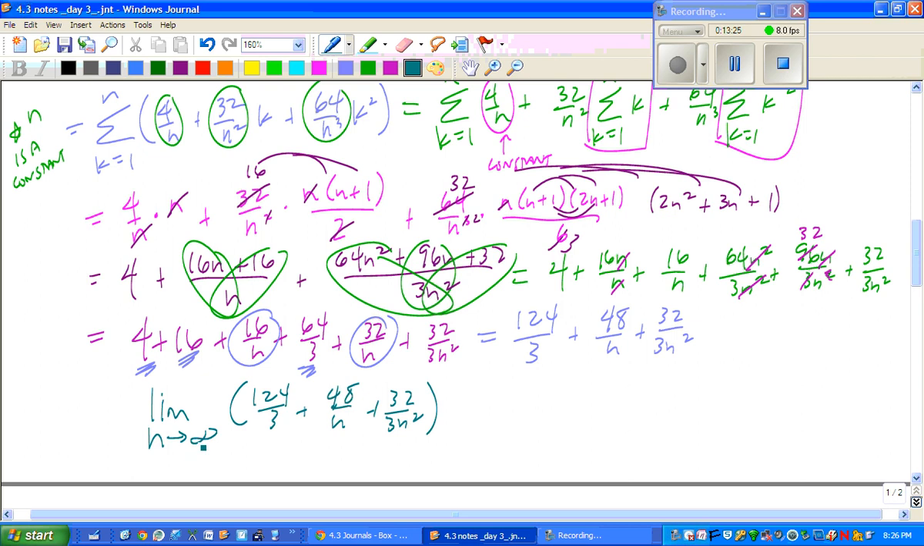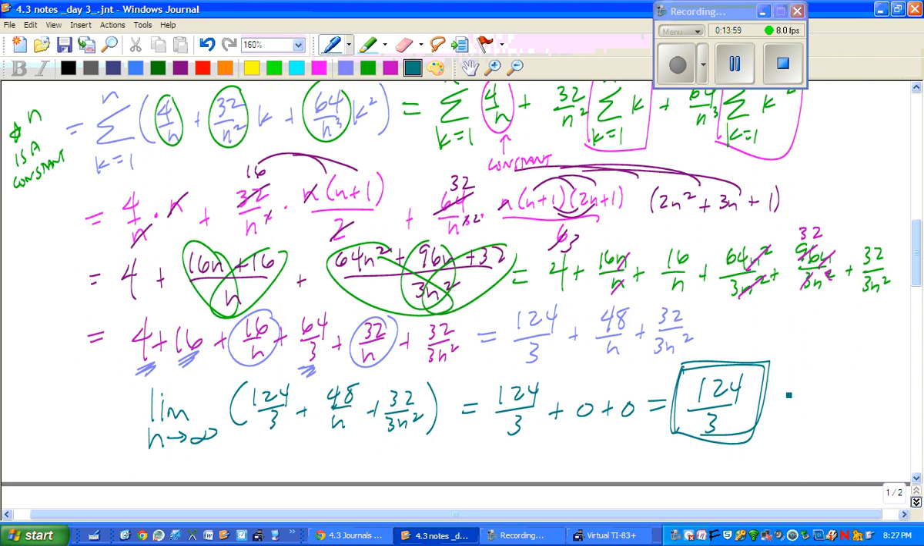And this goes back to some old stuff. If we have a limit of a constant, that's just going to be the constant. If we have a limit of a number over n, as n approaches infinity, remember, as the bottom gets bigger and bigger, the actual value of the whole fraction gets closer and closer to 0. Same thing if there's an n to a power on the bottom. So the exact area under that curve is 124 divided by 3. And that comes out to approximately 41.33 square units.